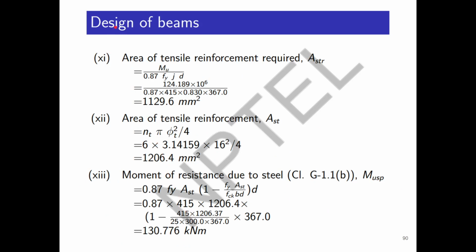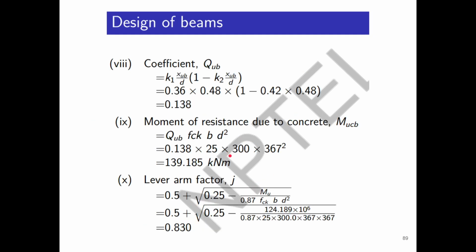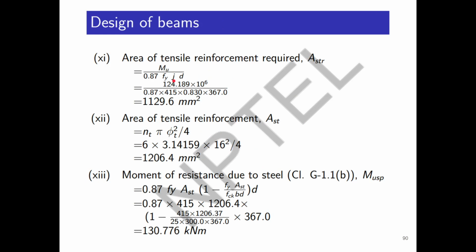Okay, so based on this we can calculate the area of tensile reinforcement, which is Mu by 0.87 fy Z. Okay, Z is nothing but jd. Putting the values, basically we get the area of tensile reinforcement Ast required as 1129.6 mm square. Okay, and that is the required value.